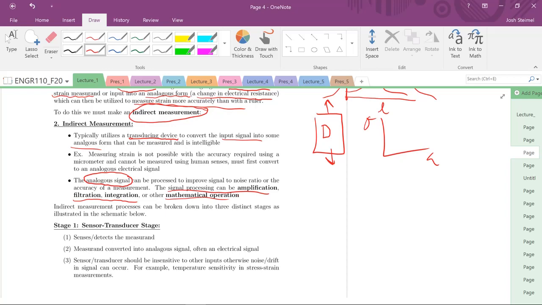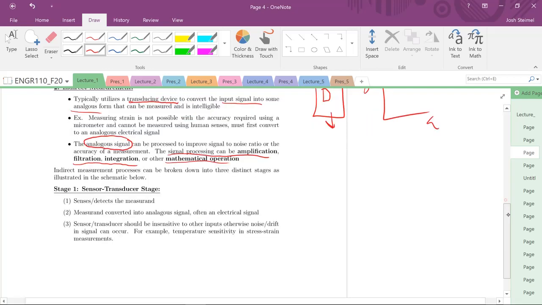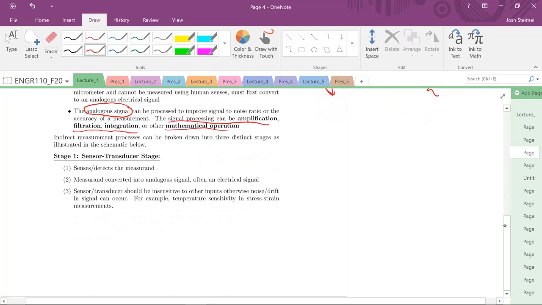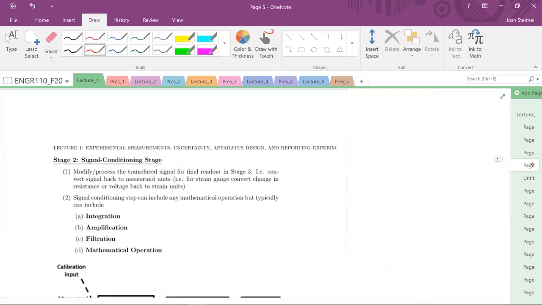So for indirect measurements, there are basically 3 stages in terms of how that measurement takes place. The first stage is the sensor transducer stage. We have some type of measurand, and we convert it into some analogous signal. When you're developing that sensor transducer device, it should be insensitive to the input. For example, if that sensor transducer varies with temperature and you're in a hot environment, it can throw off your measurement and cause drift. We don't want that to happen at all.